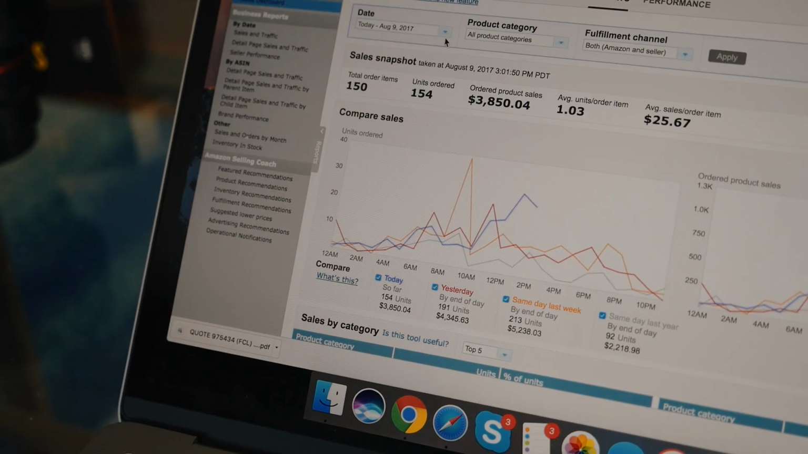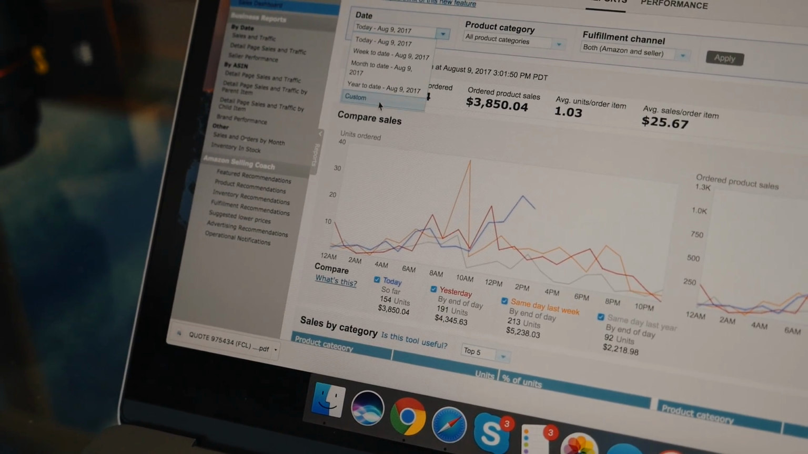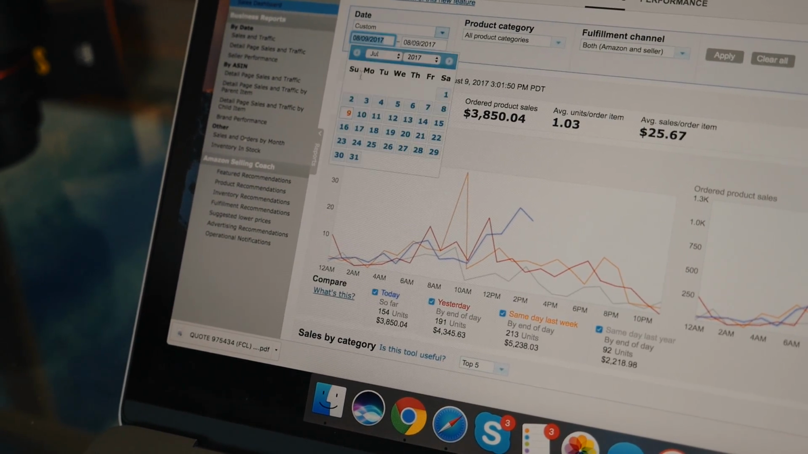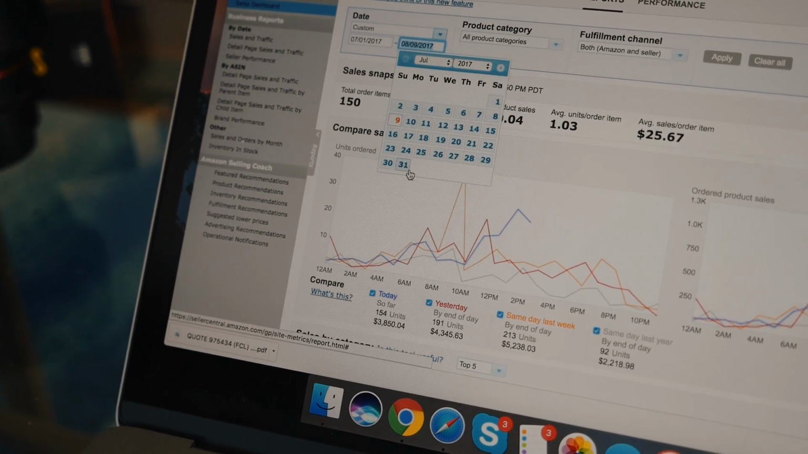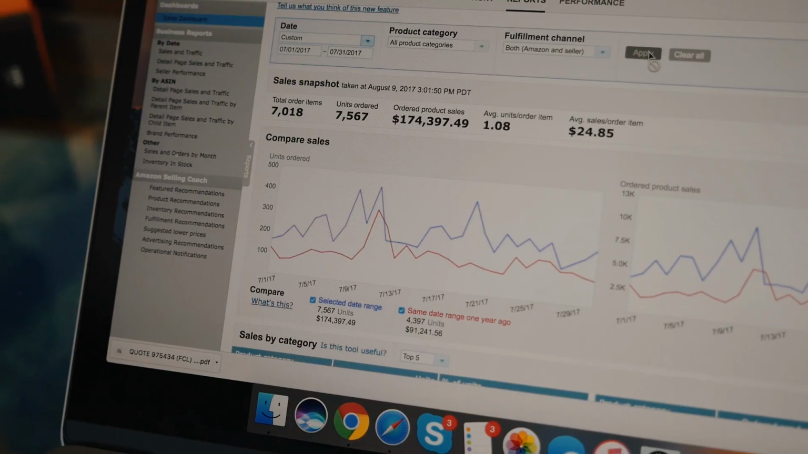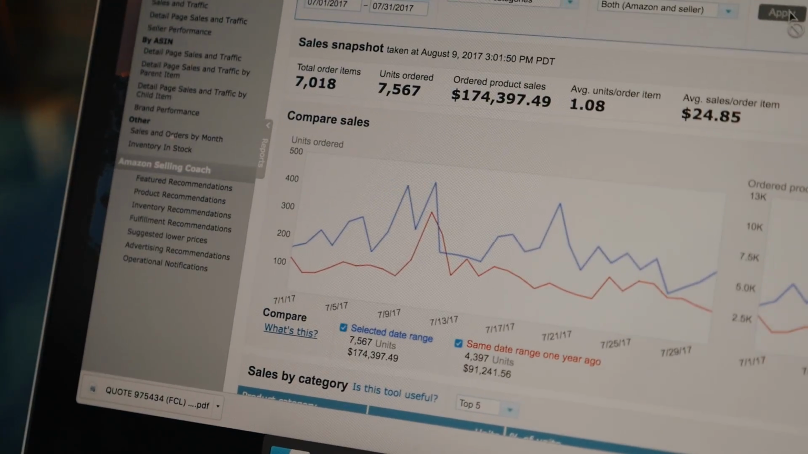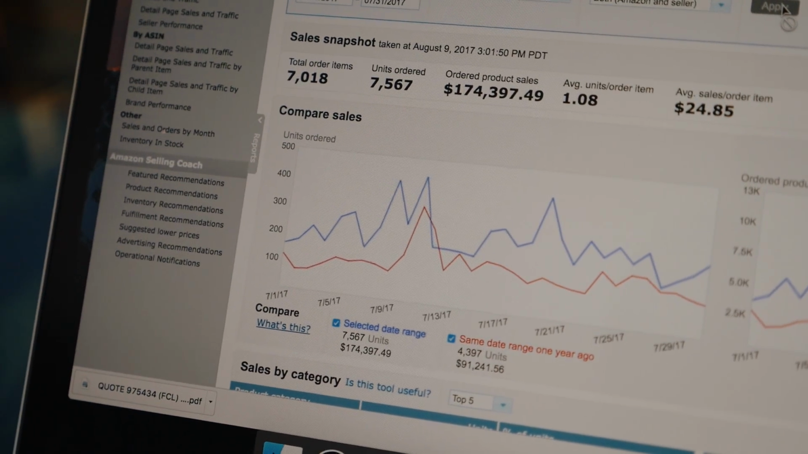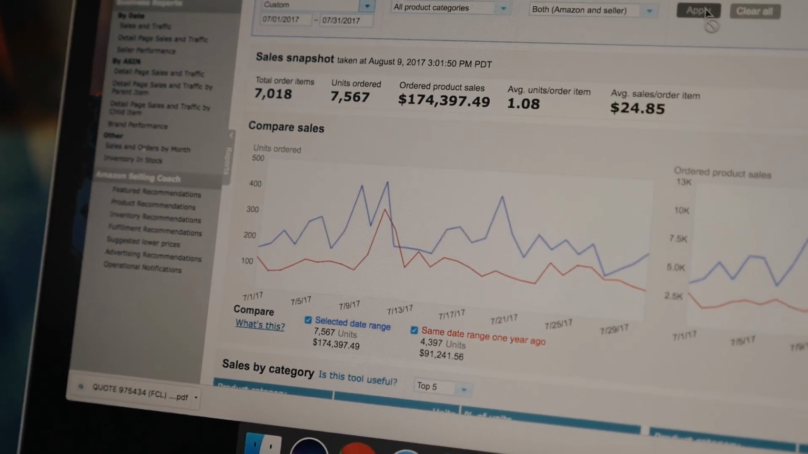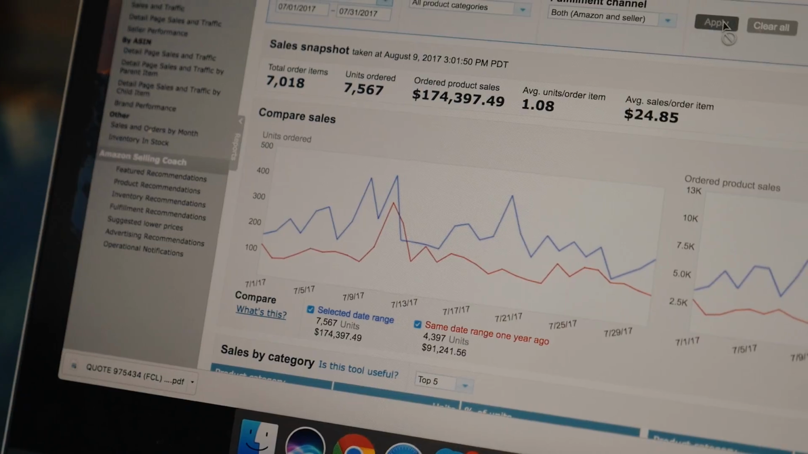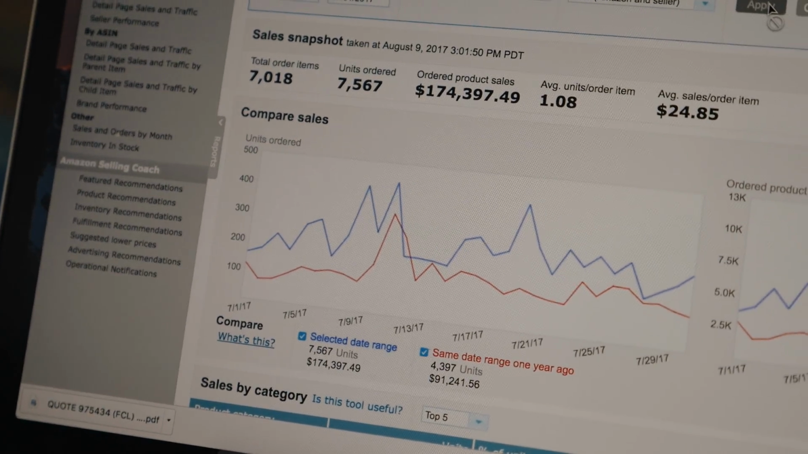Okay, so let's go into July. So custom dates, July 1st through July 31st. So I did 174,000, yeah, that's right. Wow, it's higher than I thought actually. I did 174,000 in sales in July.